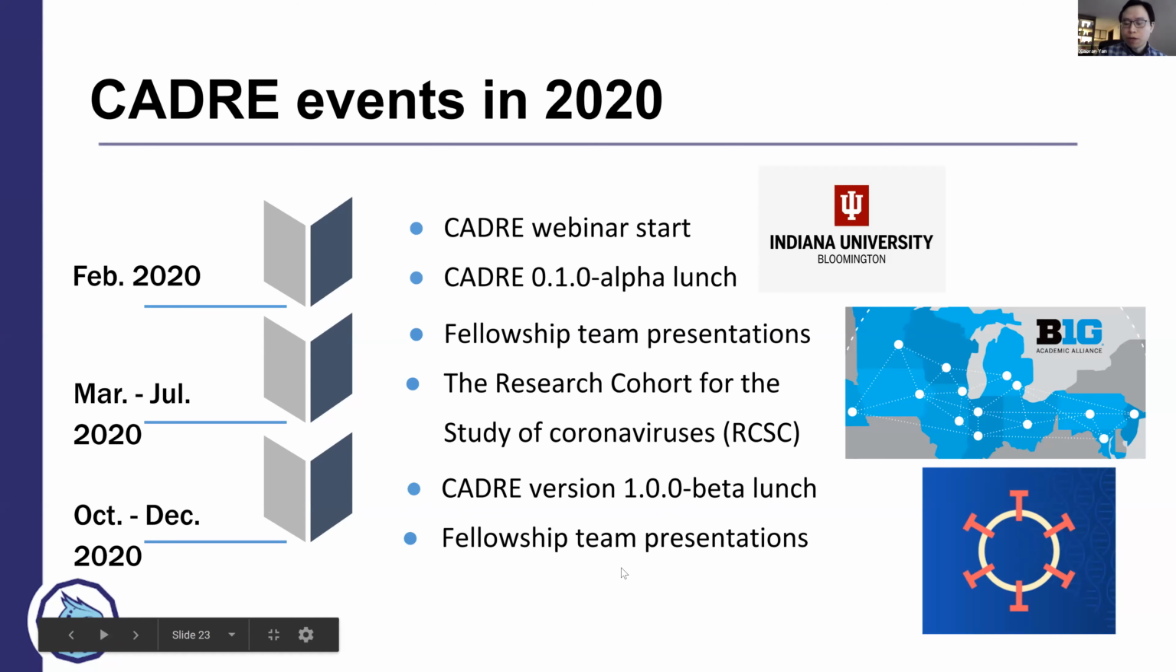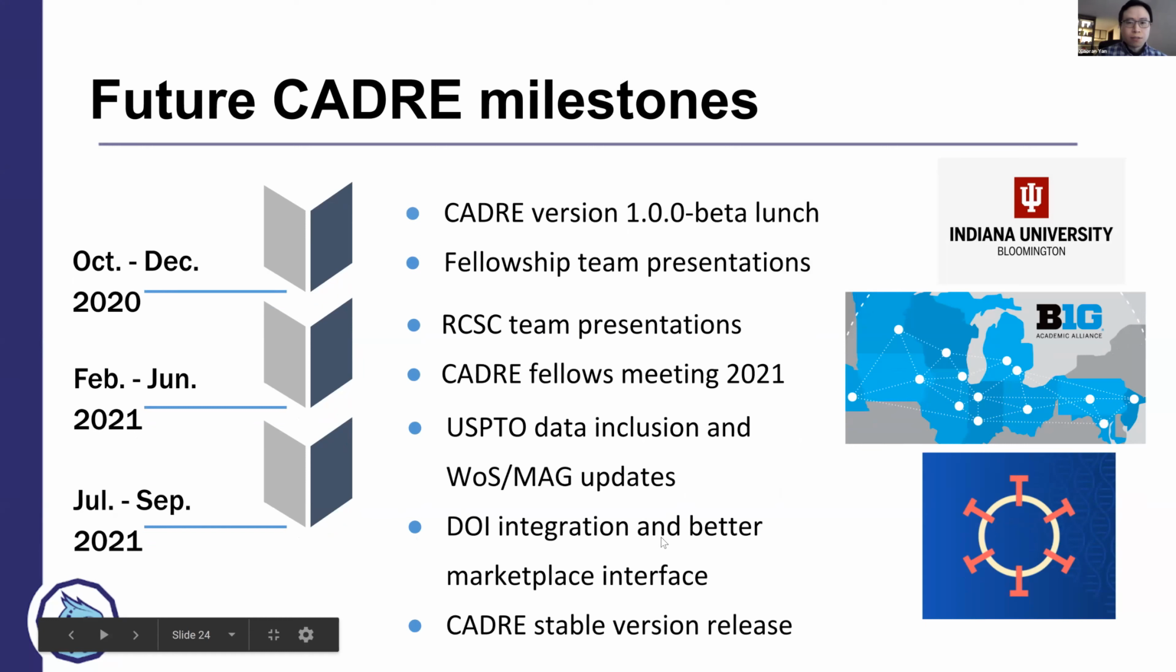We have an ongoing fellow team webinar series. And in the next year, we are hoping to hit additional milestones, including our coronavirus fellowship teams starting to present their work sometime in the future. We are also planning an all-fellowship meeting, likely in webinar form, but we would like all our fellows to meet and discuss the research.